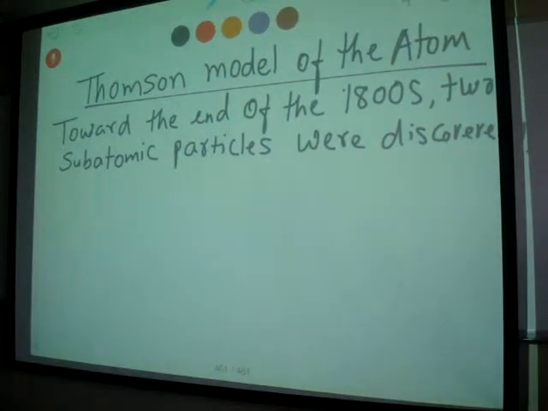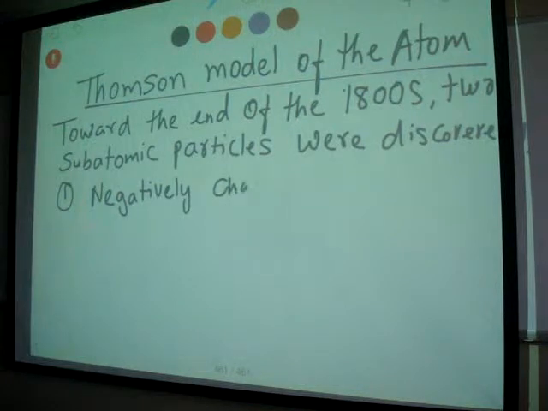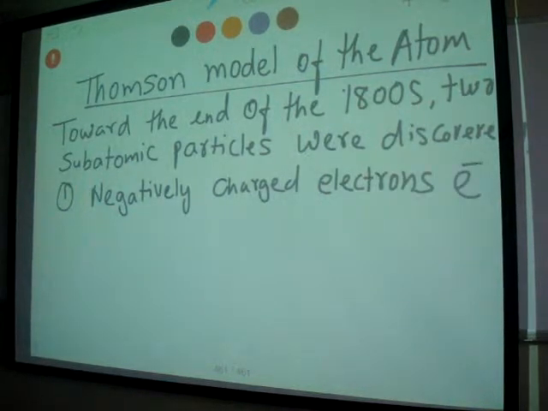Towards the end of the 1800s, two subatomic particles were discovered. The first one is negatively charged electrons, and positively charged protons.